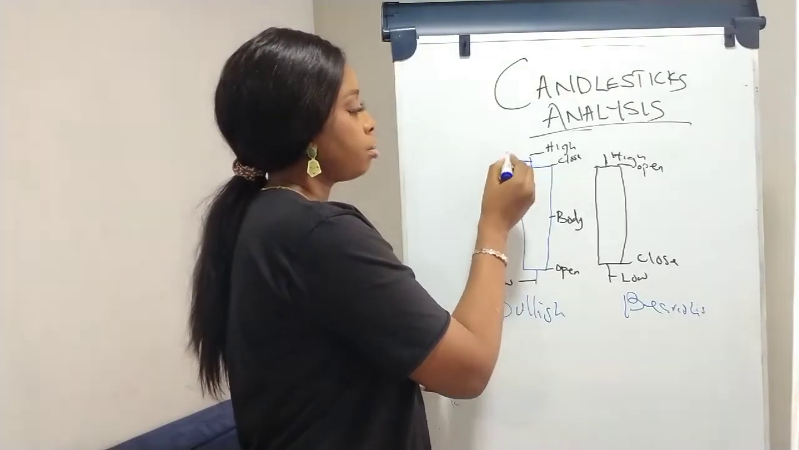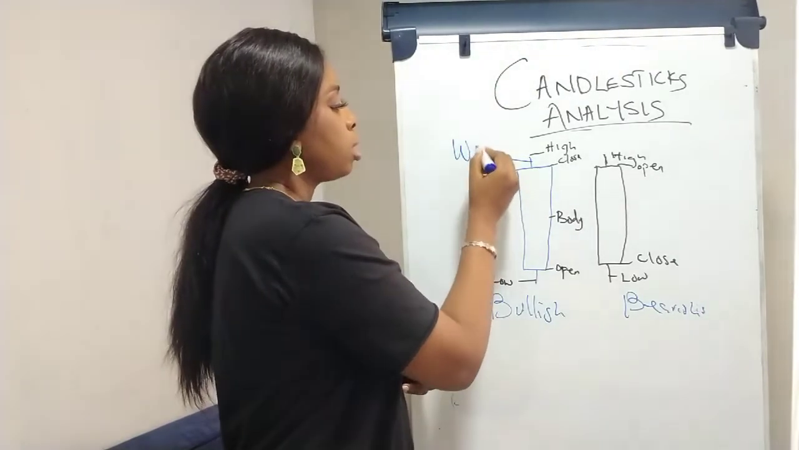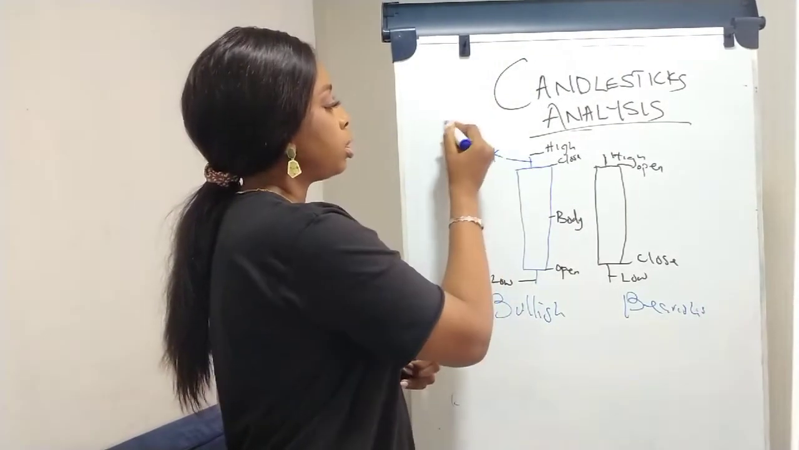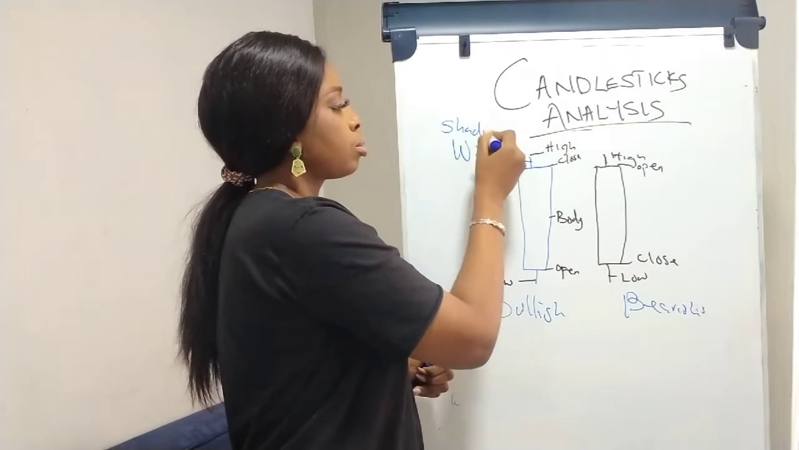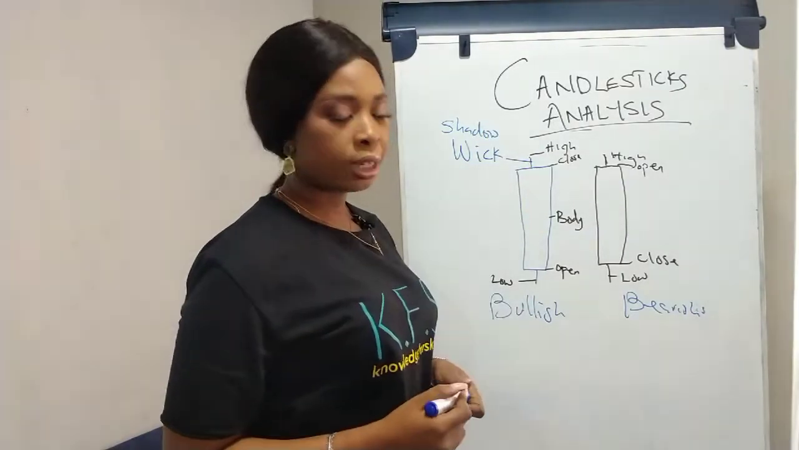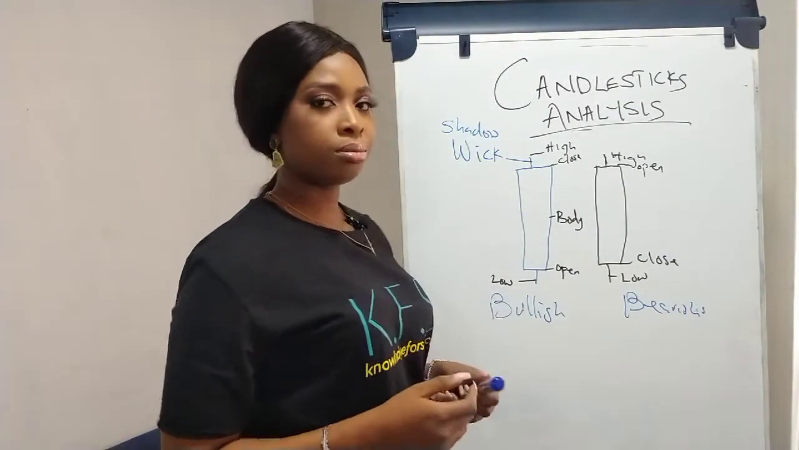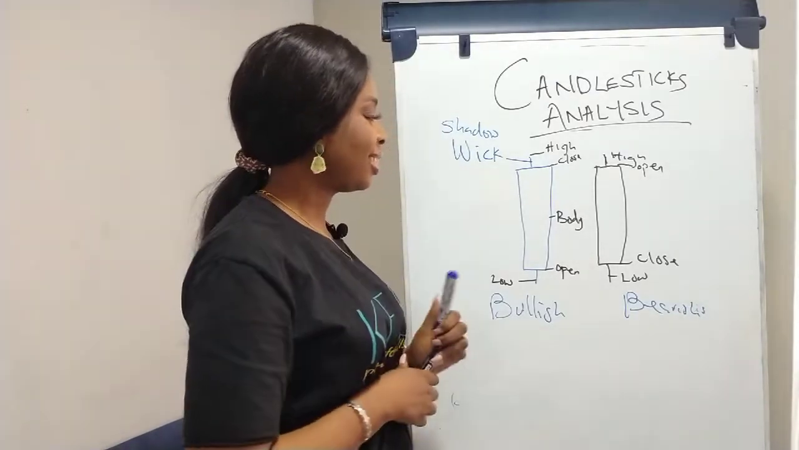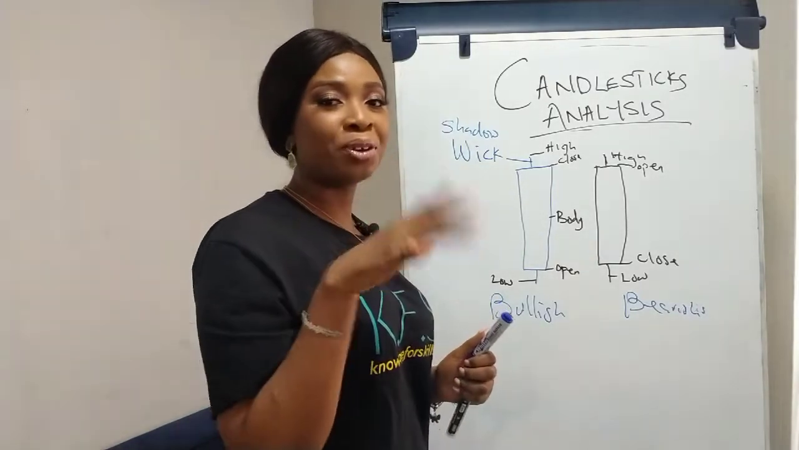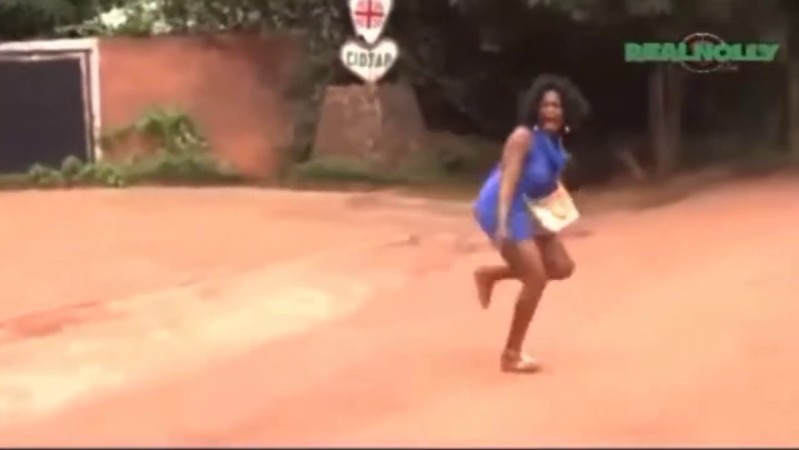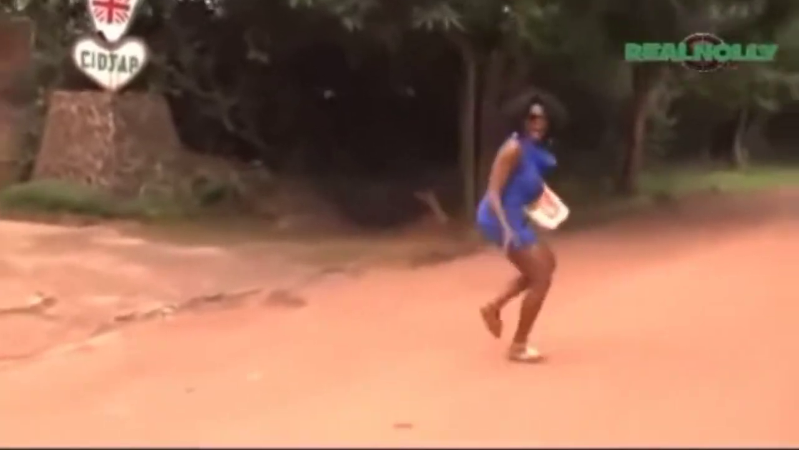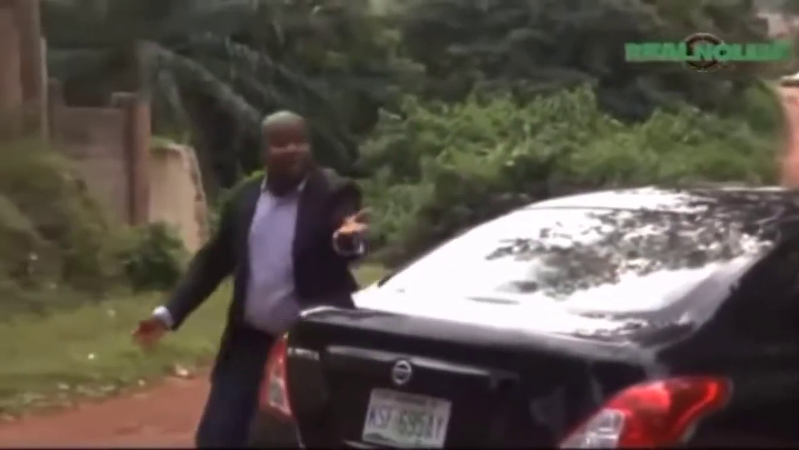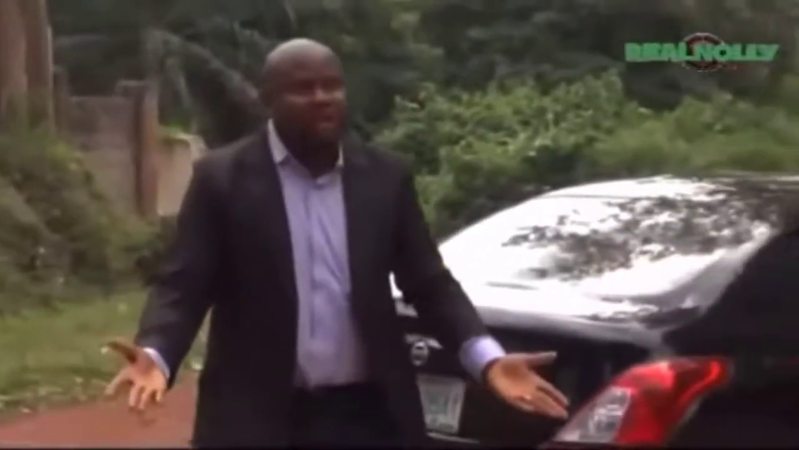This line here is a wick, or some people call it shadow, but I think wick is shorter and cuter. Wick. Shadow looks like something that is following you. But hey! Why are you running? Why are you running?